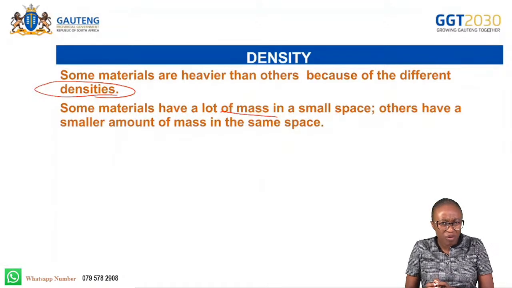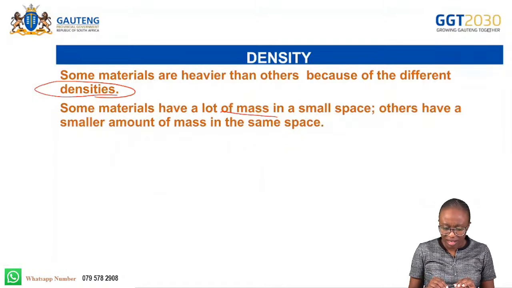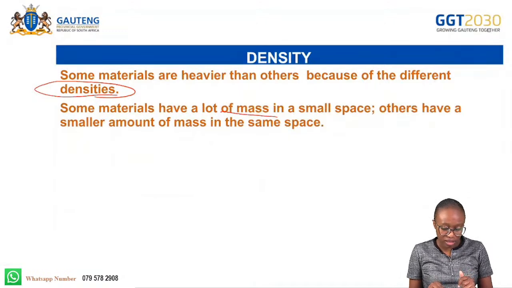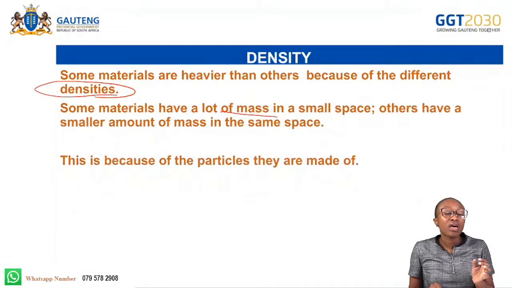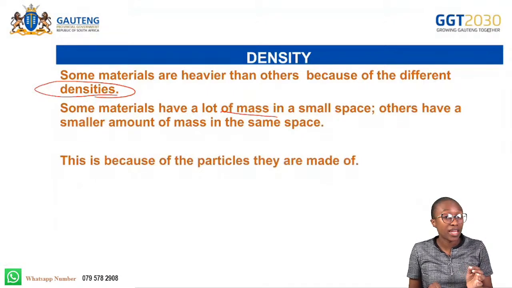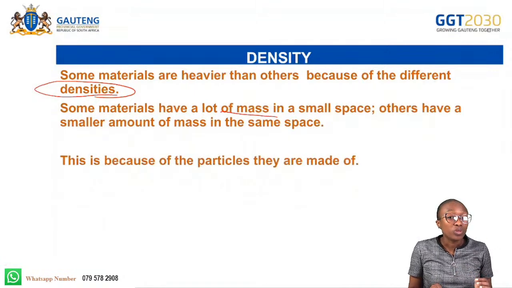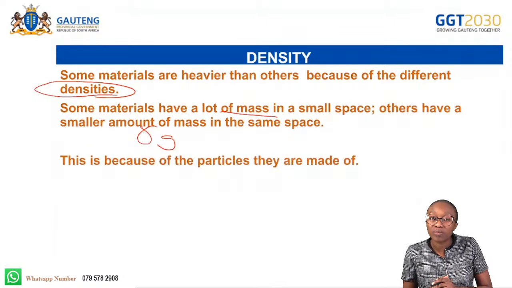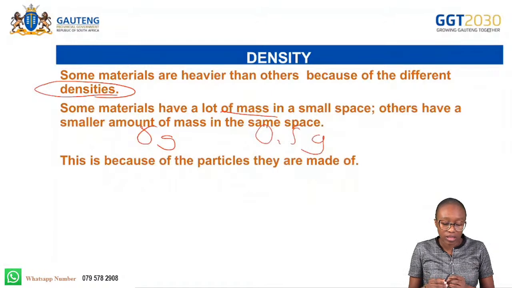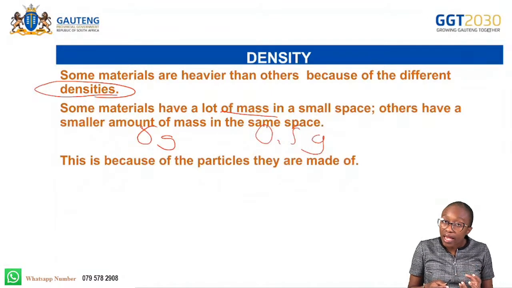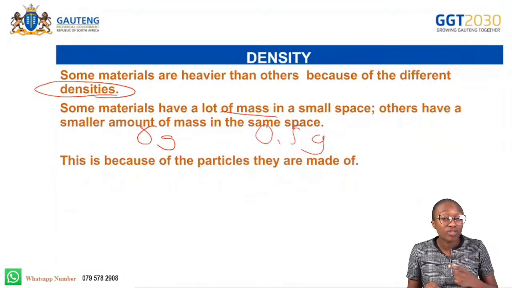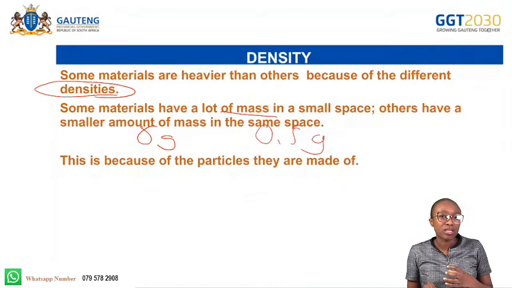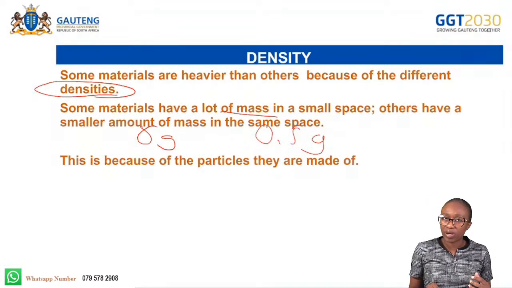The iron occupied a small space but was heavier than the others. Others have a smaller amount of mass in the same space. The iron had a volume of 1 cubic centimeter. The wood also had a volume of 1 cubic centimeter. But the iron had a mass of 8 grams, whereas the wood had a mass of 0.5 grams. They both occupied the same space, but the iron was denser. It was heavier than the wood. This is because of the particles that they are made of. The iron block is made up of iron particles, and the wood is made up of the particles of wood.